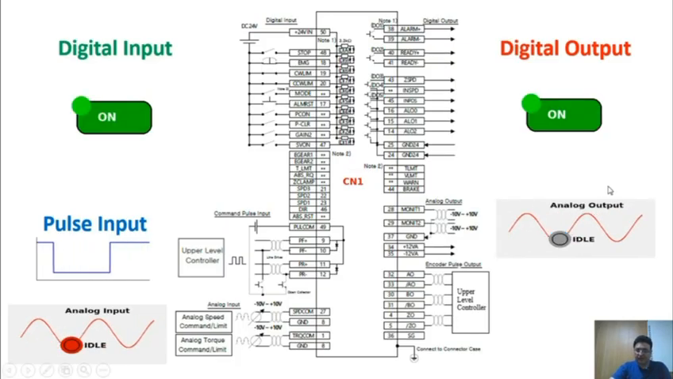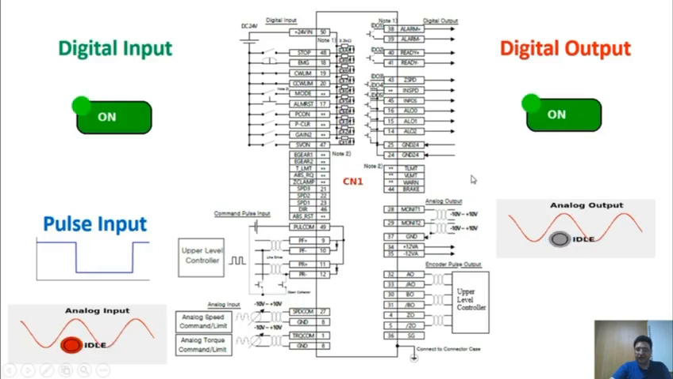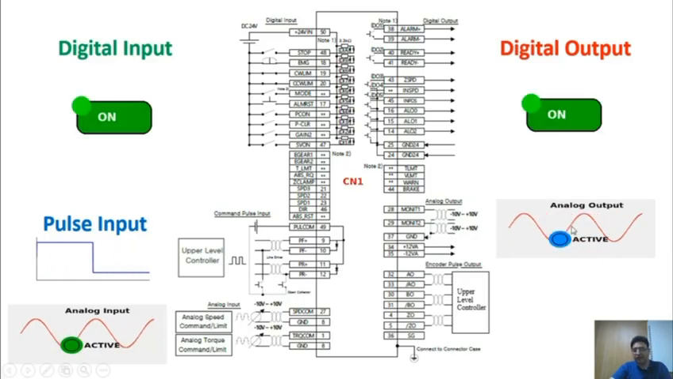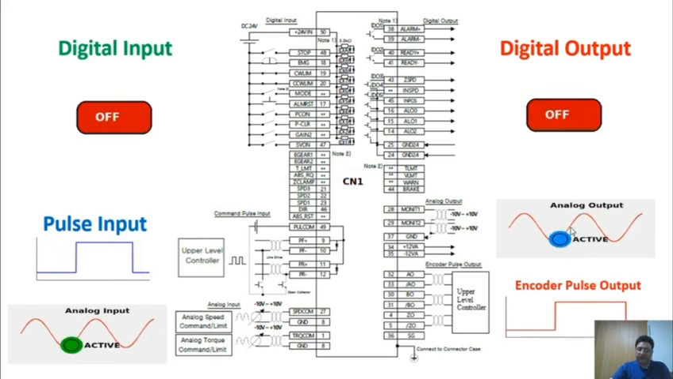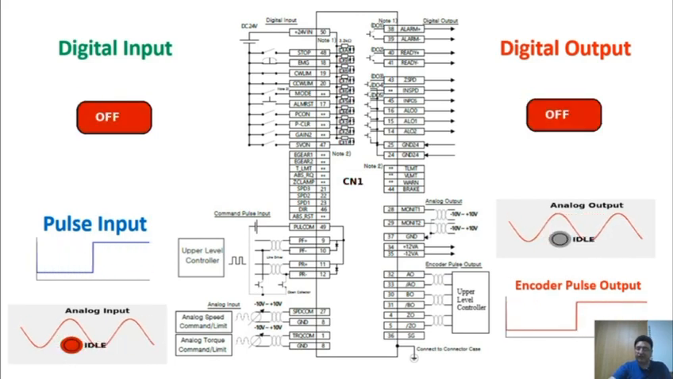This section is related to the analog output. We can also get an analog output signal from our drive. And finally, this section provides us with the encoder pulse output, which is essential for feedback.